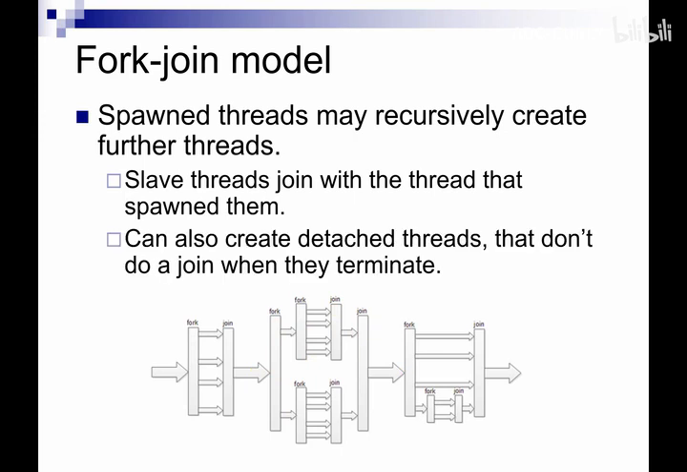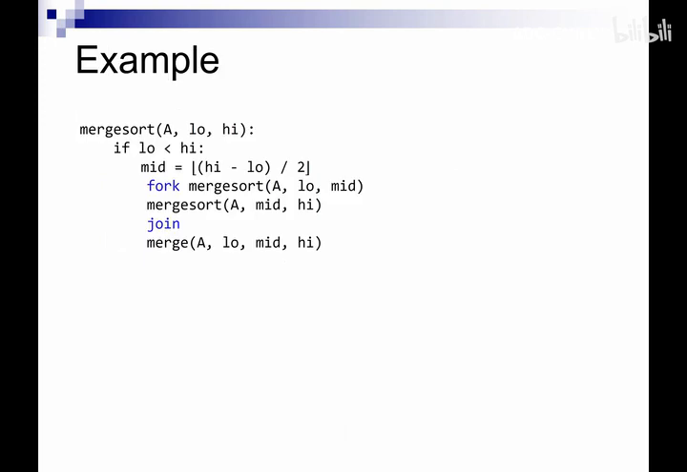Okay, and then so here, whenever you create a thread, eventually the thread finishes and then joins back together with all of the forked threads, right? But you don't have to do that. You could create these detached threads that just execute on their own, and they don't do a join when they terminate.